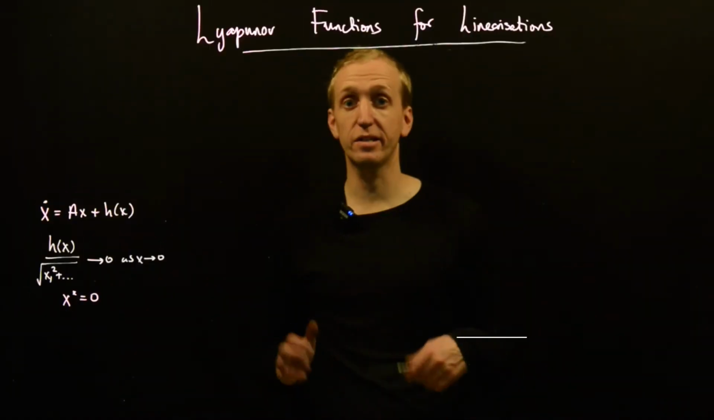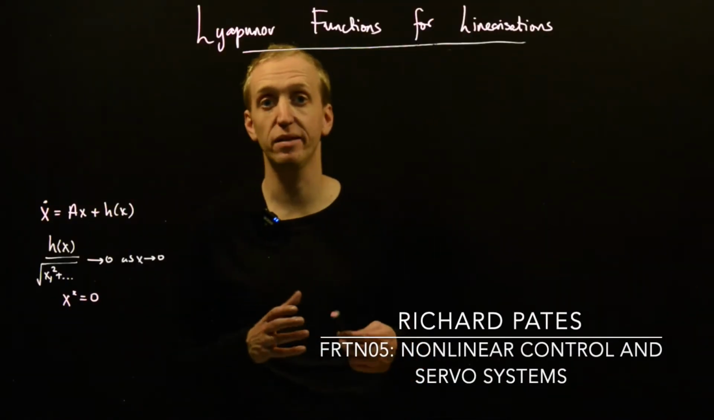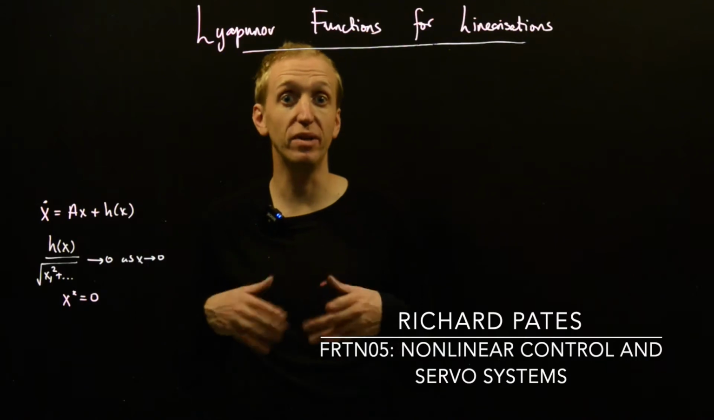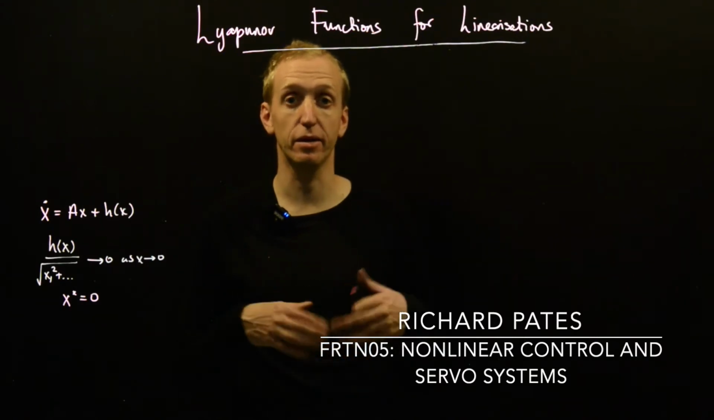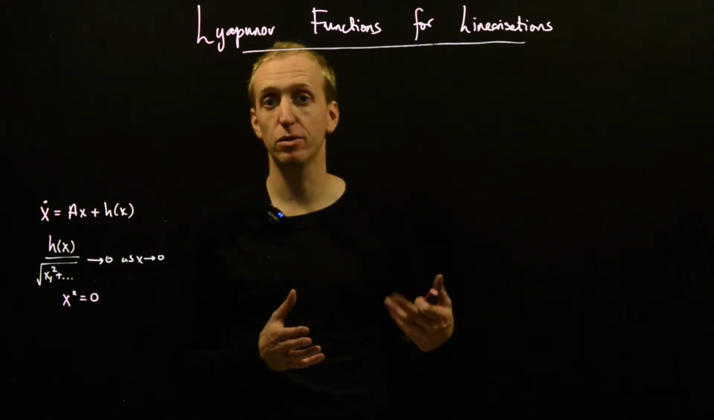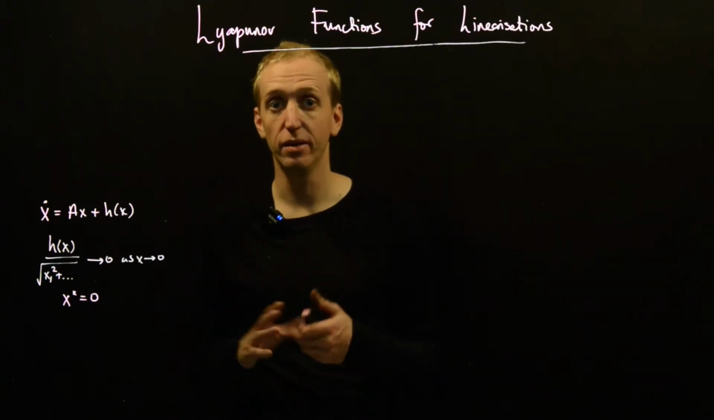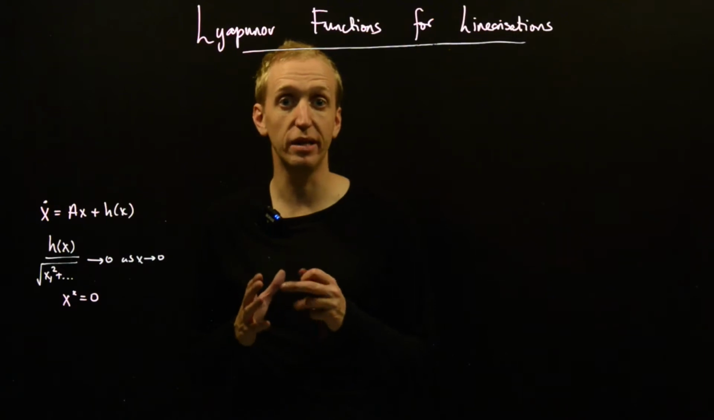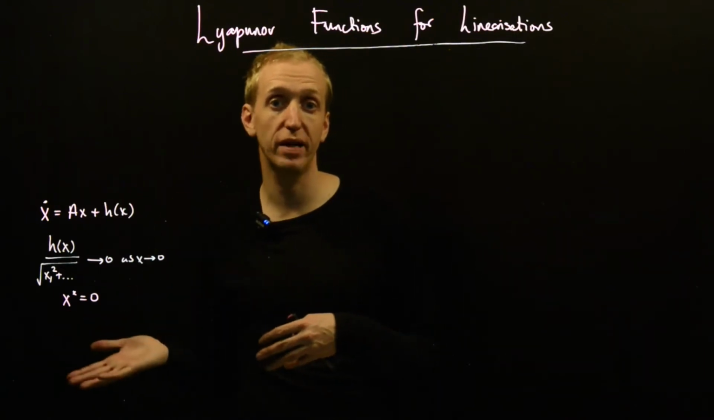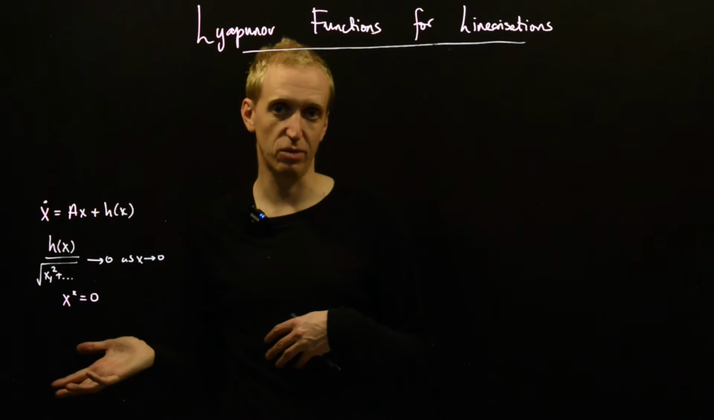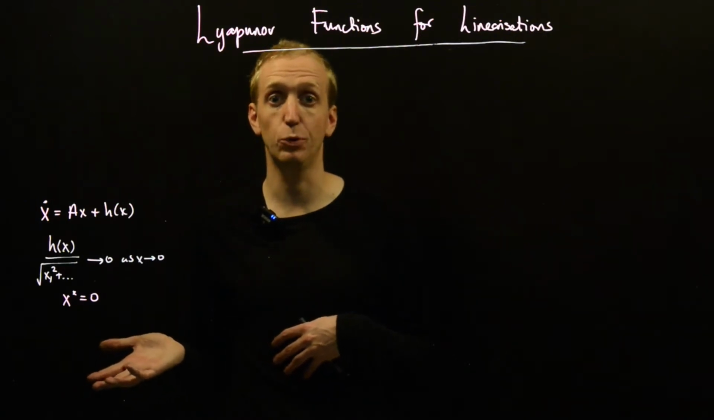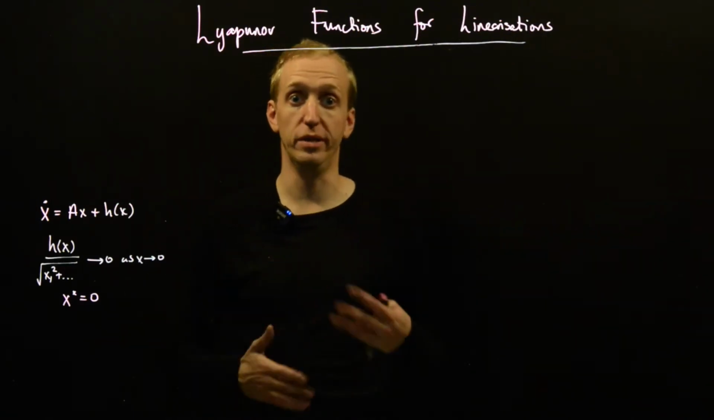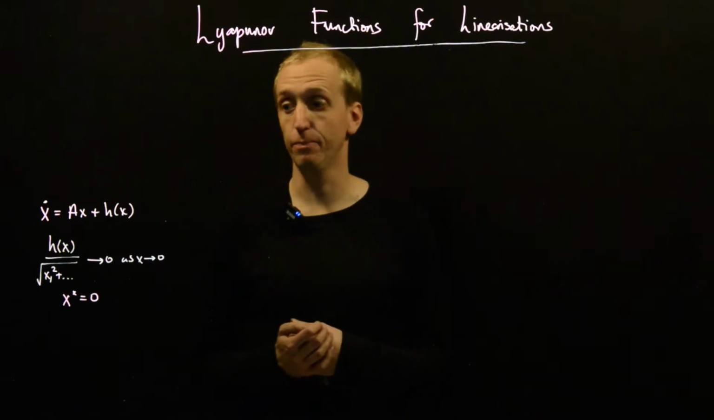Hello, welcome back. I'd now like to tell you about Lyapunov analysis for systems once we've linearized them. In particular, I'd like to use our Lyapunov-based tools to try and explain roughly why, if the A matrix in the linearization of a system has all of its eigenvalues in the left half plane, then the system will be locally asymptotically stable. So we want to try and show this using a Lyapunov argument.